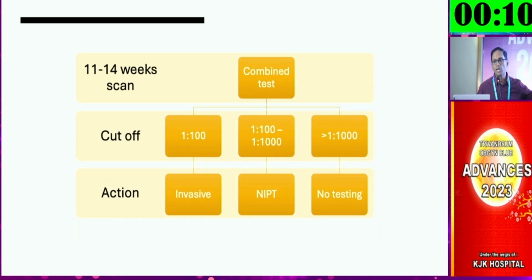What we do at our center, and what we have been propagating for long, is to shift the cutoff to 1 in 100. So the high-risk women who are above 1 in 100 will get an amniocentesis. 1 in 100 to 1 in 1000 will get the NIPT. Greater than 1 in 1000 will go home.